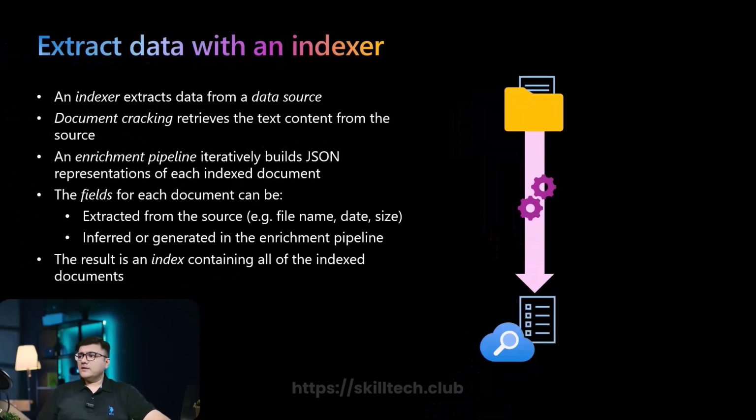Think about this as a place where we have our data sources and all the data files are available. Initially, document cracking and chunking are going to happen, which retrieves the text content from the sources. Then, on top of that data, an enrichment pipeline is going to iteratively build a JSON representation of each index document.